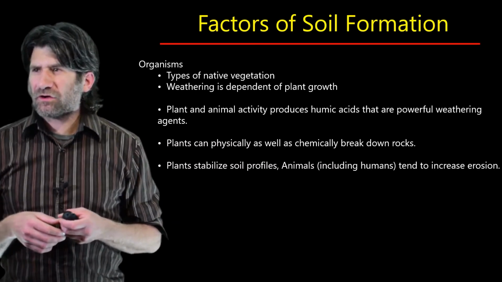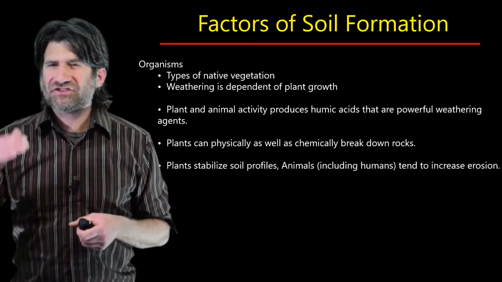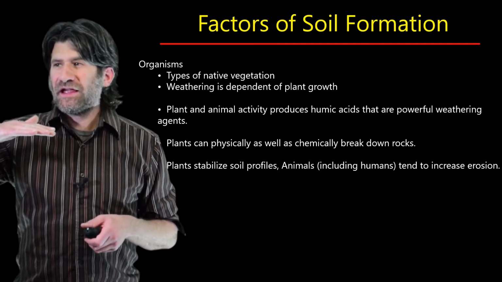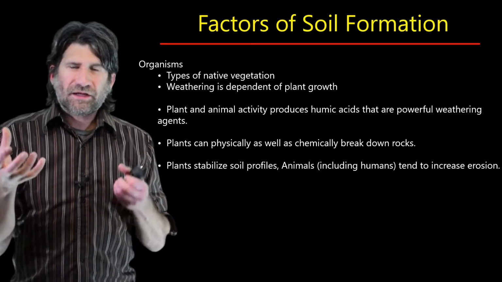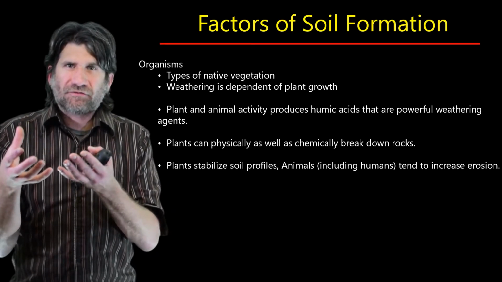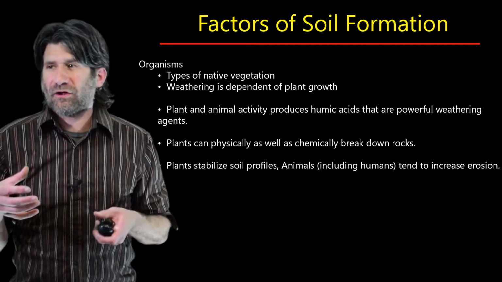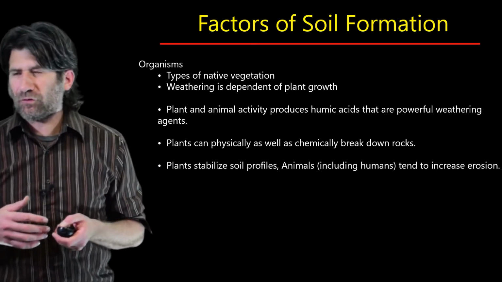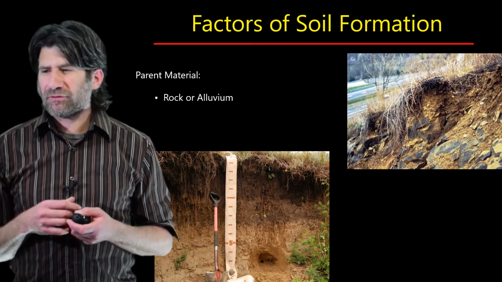Moving on then, our next are going to be organisms. What are the types of vegetation growing? That's going to alter the soil. And depending on the type of vegetation, we're going to get different sorts of organisms that are growing within, or that are in the soil as well. And so we need to account for those when thinking about how a soil forms. Organisms are very important.